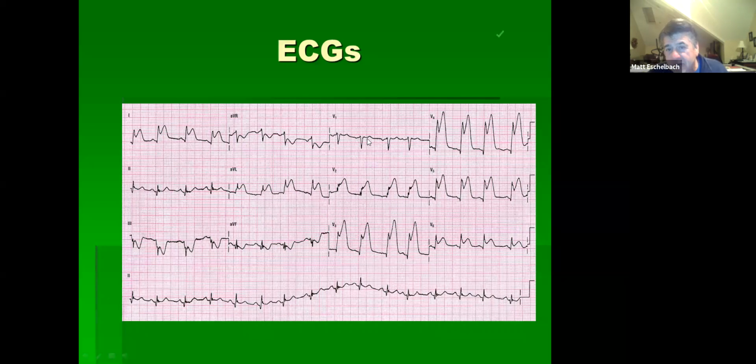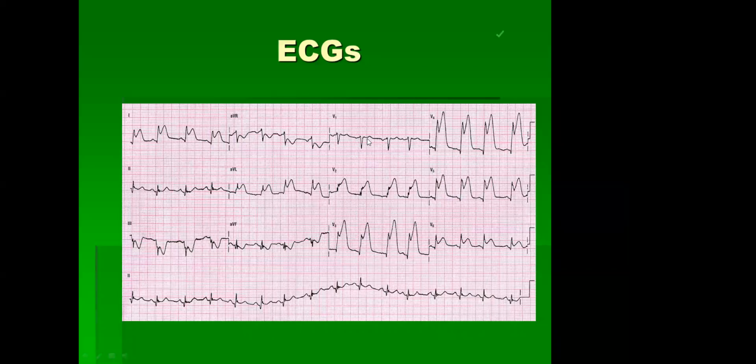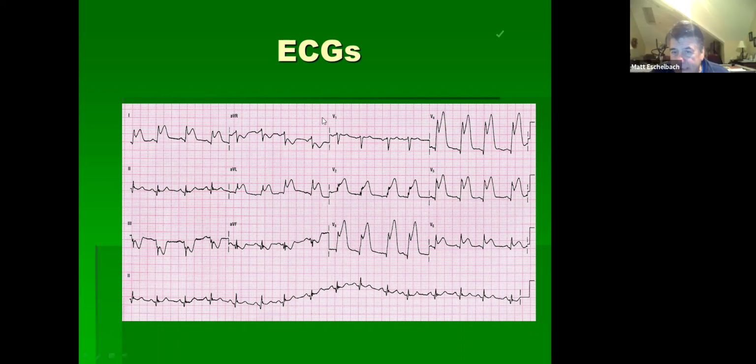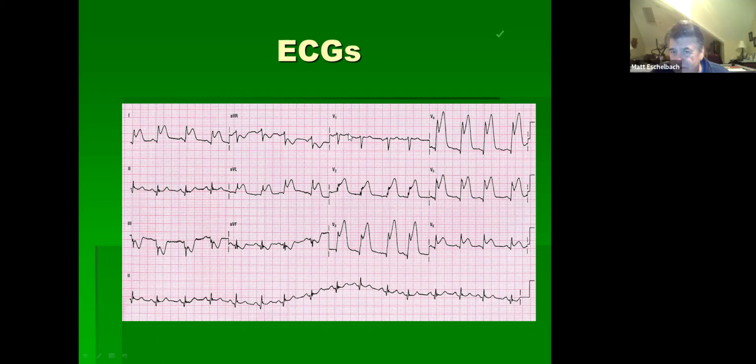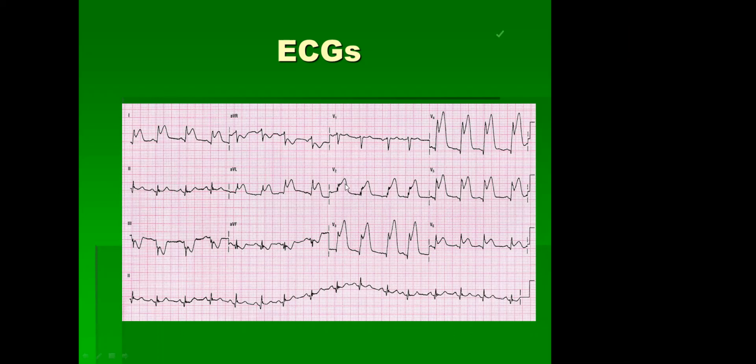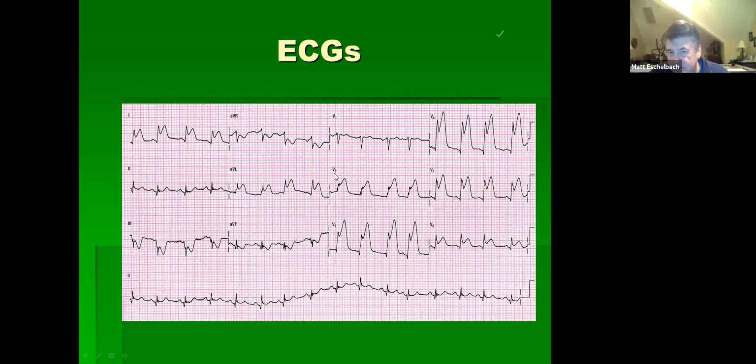V1, how's that look? Pretty normal. Except I'll point out that our T wave is now upright instead of inferior, so that's a little clue that something else is going on. V2, what do you think there? ST elevation. Okay, ST elevation V2, V3, V4, V5, V6.